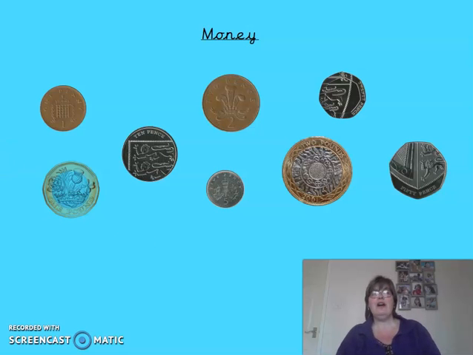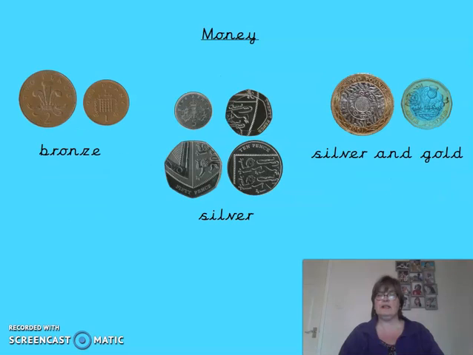Right, so if we have a look at our coins, as I said, they're all different colours and all different shapes. So we're going to start by splitting them into different groups of coins. So let's have a look. I've split the coins, you can see, into 3 groups. Now, if you've got coins at home, I'd really like you to split your coins into the same 3 groups. Now, the groups are called bronze, silver and gold.